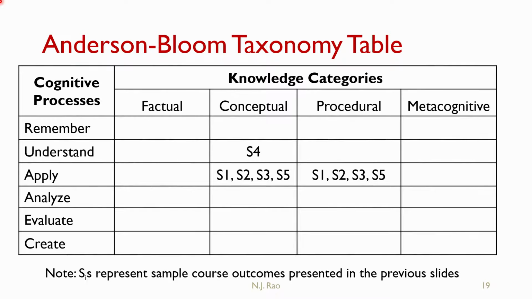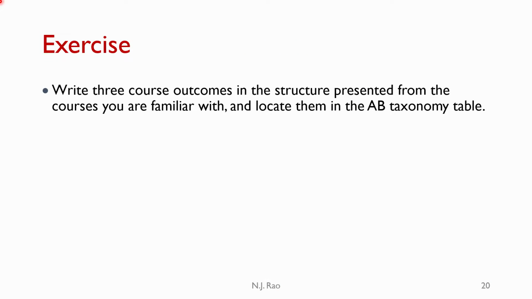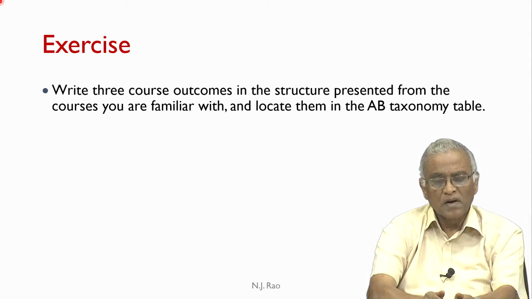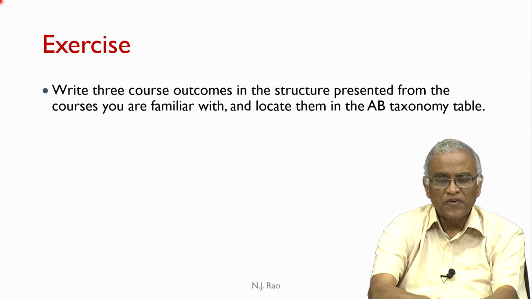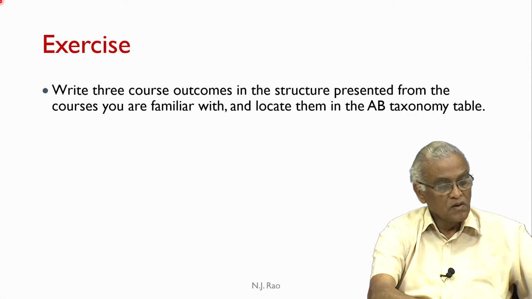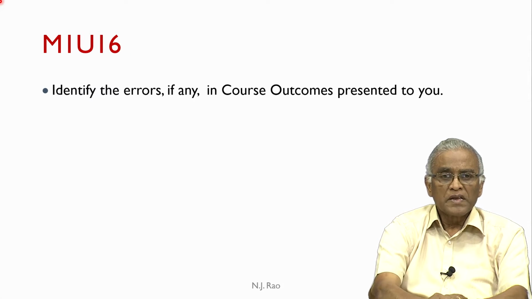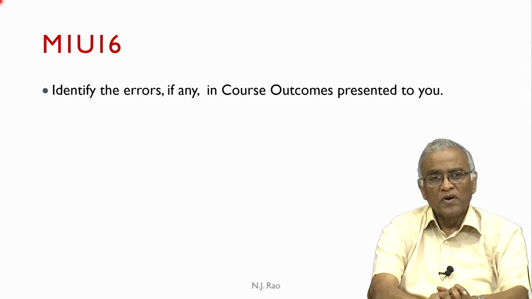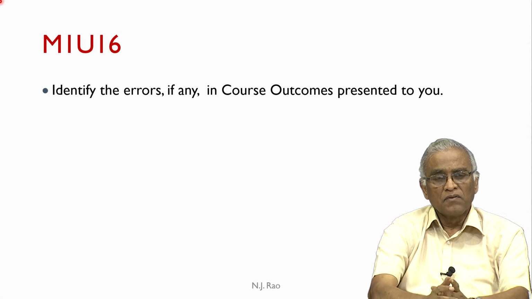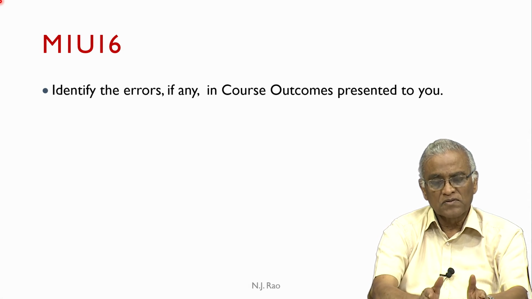All this S represents the sample course outcomes that we have presented in the earlier slides. Now based on the knowledge presented till now, or based on the procedures that we have given till now, write 3 course outcomes in the structure presented from the courses you are familiar with and locate them in the AB taxonomy table. This is the first level exercise. In the next unit, there are many other conditions to be followed when you write a good course outcome, and we will show some sample course outcomes and ask you to find out what the errors are in writing those course outcome statements.